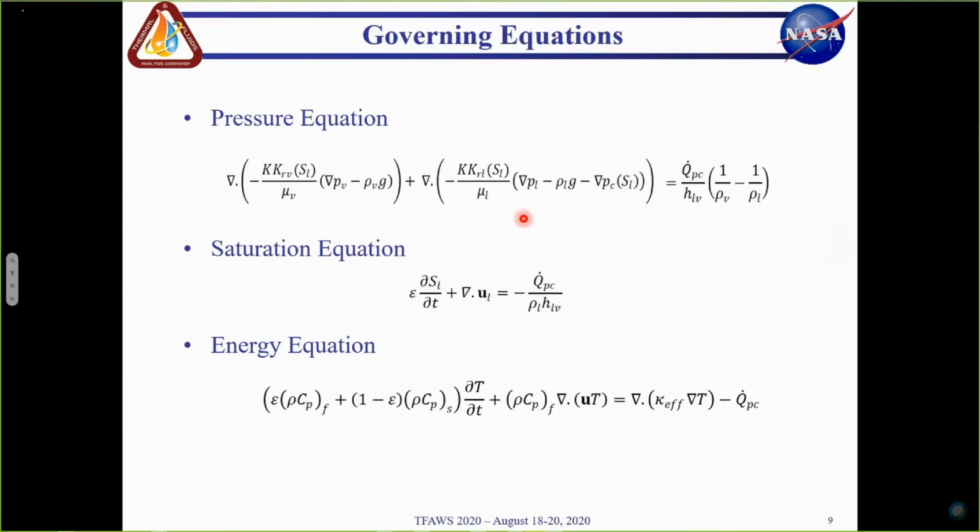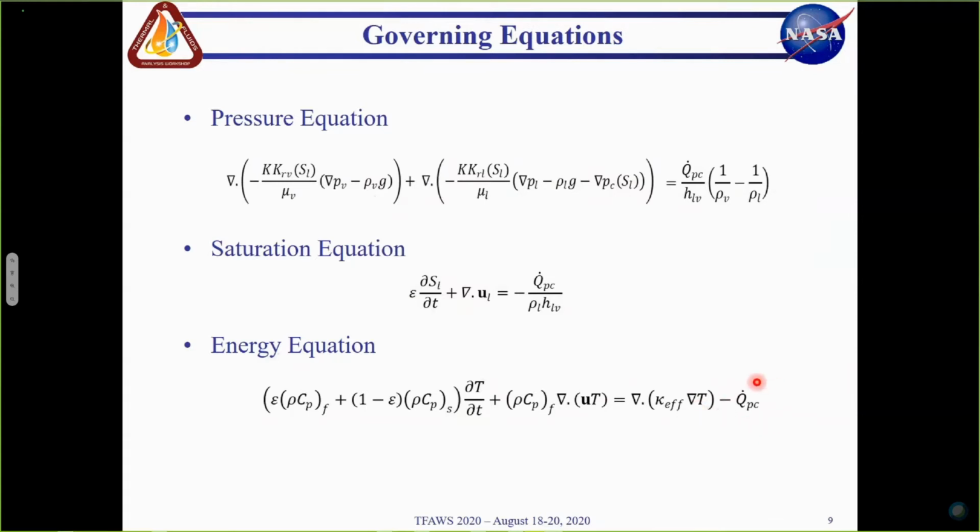In the saturation equation, there is a transient saturation term, a velocity term, and a phase change saturation term. These pressure and saturation equations were available in the impesFoam solver, but there is no phase change term.